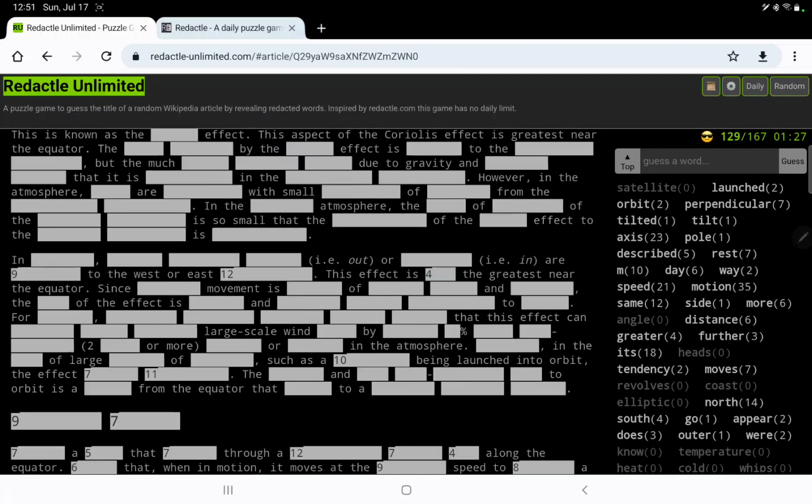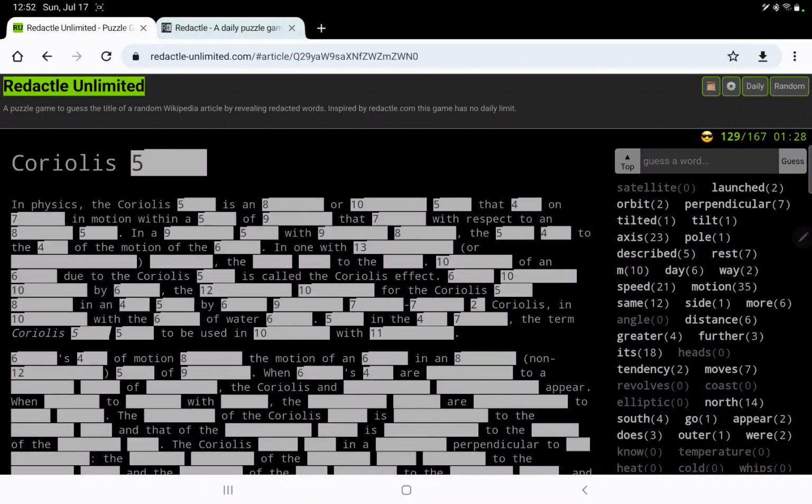This effect is something the greatest near the equator. This effect is something the greatest. Since 8 movement is 7 of 7, 6, and 8. Oops, the 4 of the effect is 7 and 8. My goodness. All right, I'm going back up to the top.